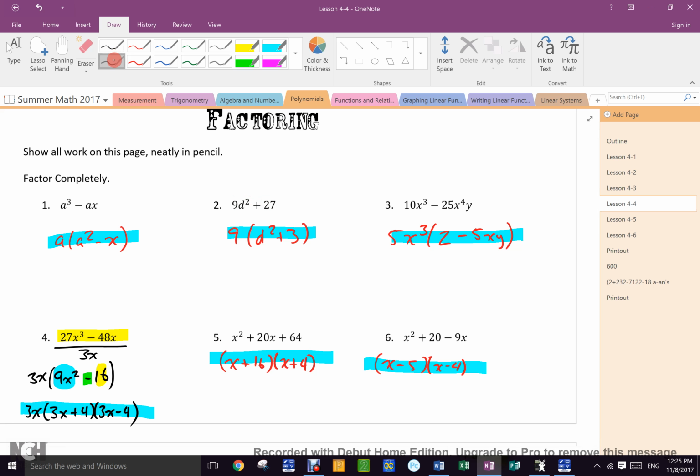On 2, you would notice that 9 and 27 have a common factor. The GCF is 9. So I divide out a 9. The GCF goes here. 9 divided by 9 is 1. The D's never changed. 27 divided by 9 is 3. I can't do anything more with that because D and 3 are not common.